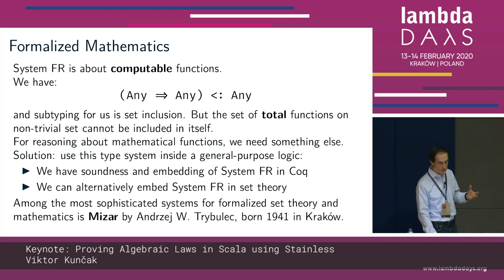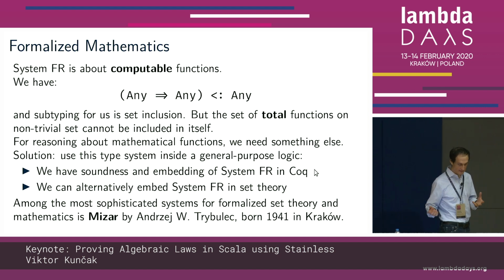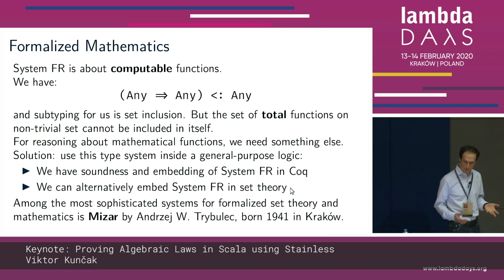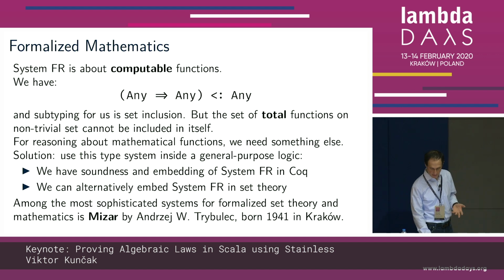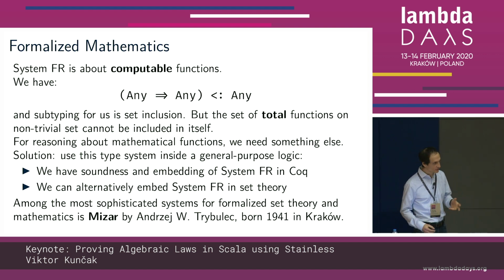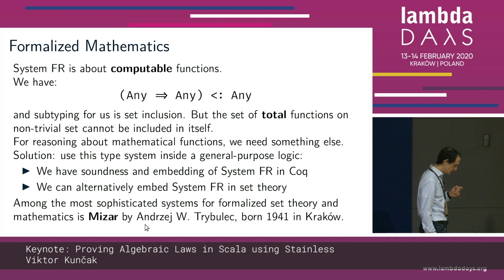And so if you really want to have mathematical properties that talk about your computable functions, then maybe you should just use something that's meant for mathematics. That can be something like the Coq proof assistant or the Isabelle proof assistant. Coq would be convenient because we already have an embedding of our system in there. But another possibility is set theory, which can be used to carry out the soundness proof and therefore embed system FR as well. And when it comes to formalized set theory, I thought it would be interesting to observe that one of the most developed and earliest systems for formalized set theory is called Mizar, and it was developed by Andrzej Trybulec, who was born in 1941 in Krakow.